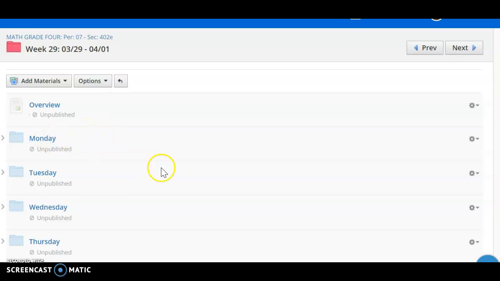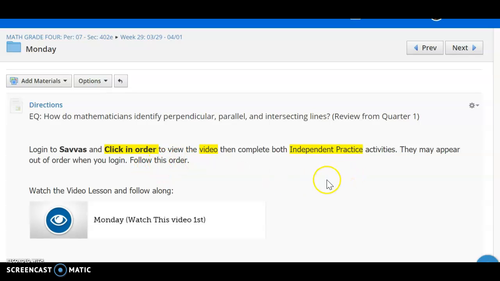When we open up Monday's folder, you're going to see that math looks a little bit different this week. Instead of a teacher video, you guys are going to be logging into Savas each day. On Monday, the question that we're working on is how do mathematicians identify perpendicular, parallel, and intersecting lines? So we're going to go back and review those three types of lines.